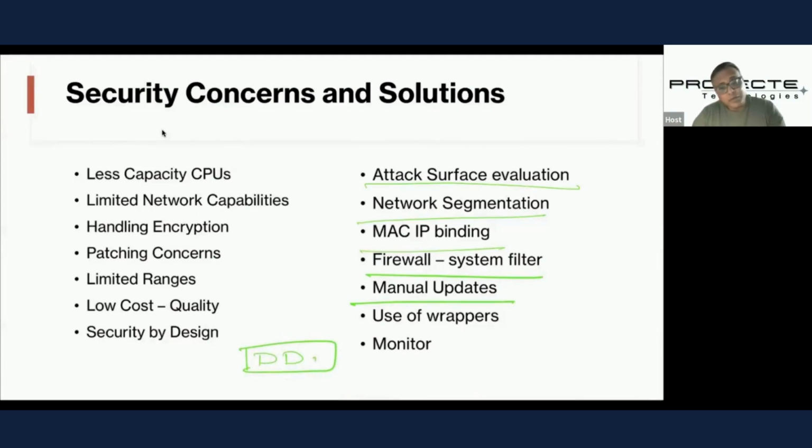And last is you have to monitor such networks. So if you are in the OT system, Manish is not there today. Otherwise, he would have given you a good example. He would have given you a better insight. You have to monitor such systems continuously.